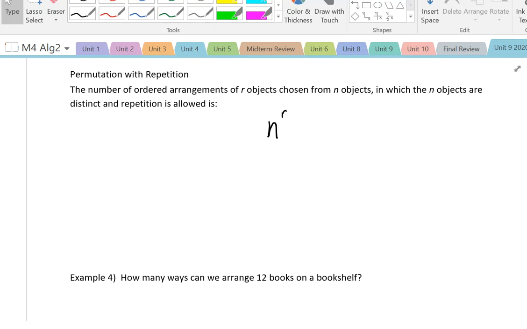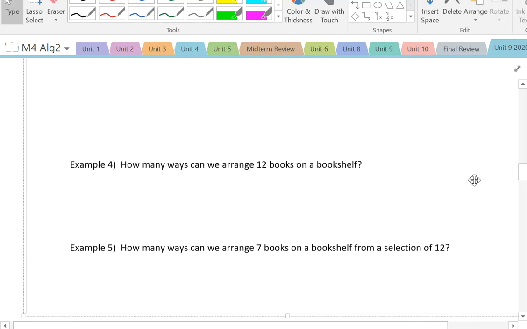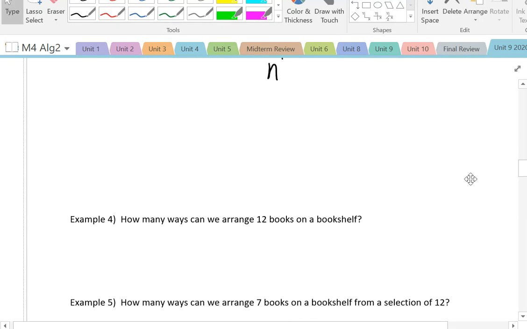Now, where this is going to have nuances is the next lesson, and that's if I have two copies of the same book. I have two of my Algebra 2 textbook that are indistinguishable. We're not talking about that yet, but it will come up eventually. So how many ways can we arrange 12 distinct books on a bookshelf? Well, for that first one I have 12 options.